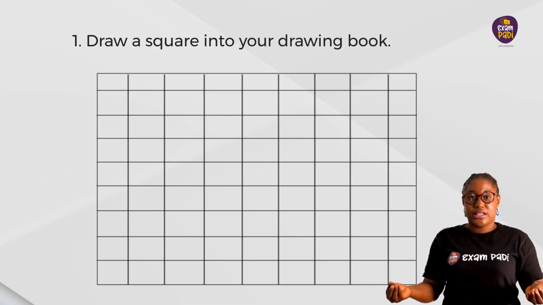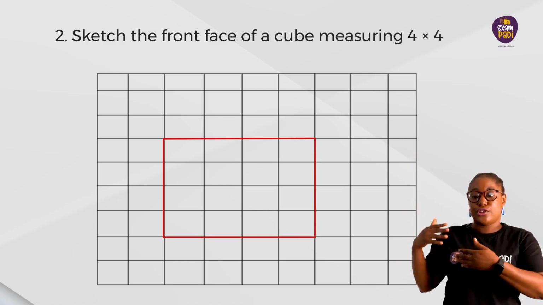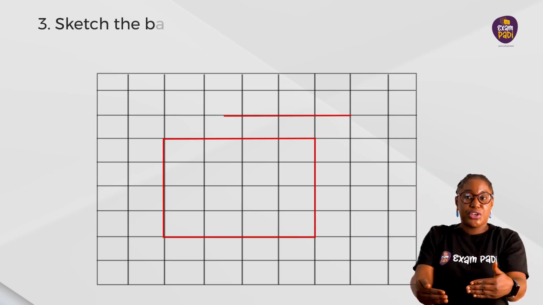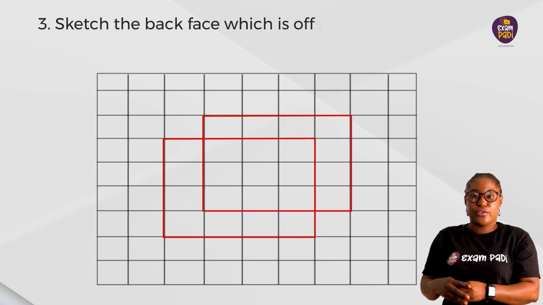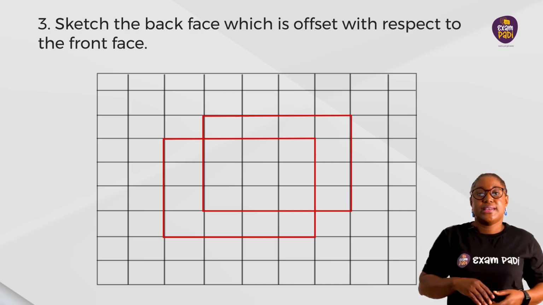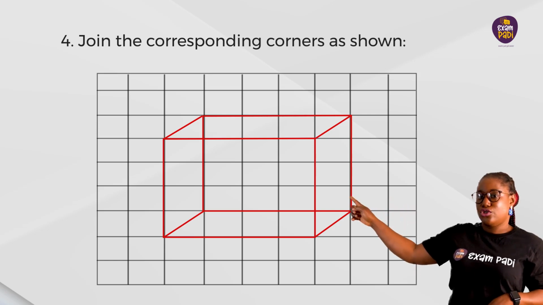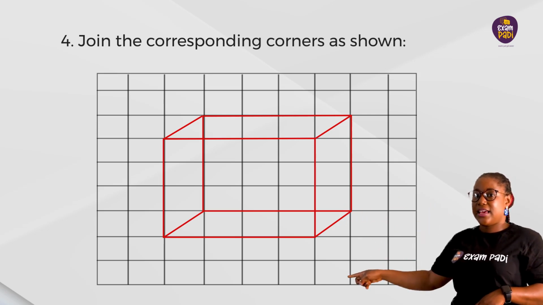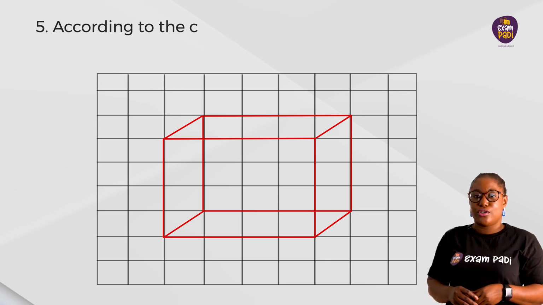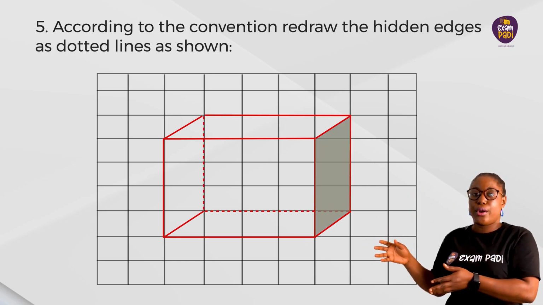Step 2, sketch the front of a cube measuring 4x4 as shown here. Number 3, sketch the back face, which is offset with respect to the front face. Now look at this picture and replicate what you see there. Step 4, join the corresponding corners as shown. Now you join it here and here and here and here. Number 5, according to the convention, we draw the hidden edges as dotted lines as shown.